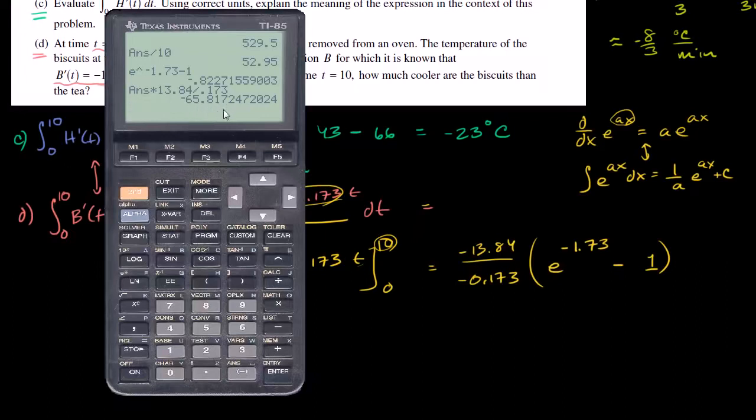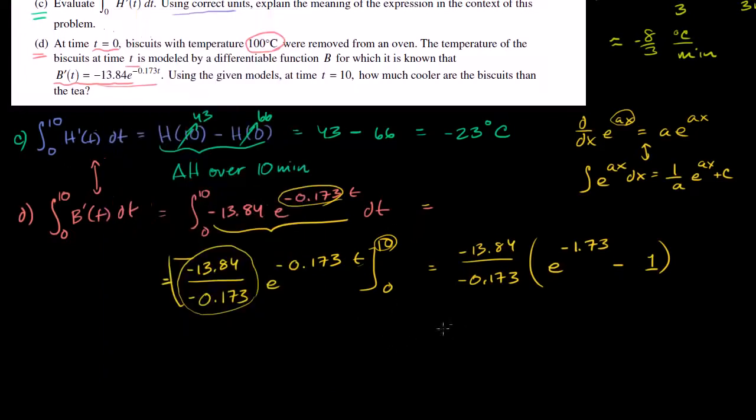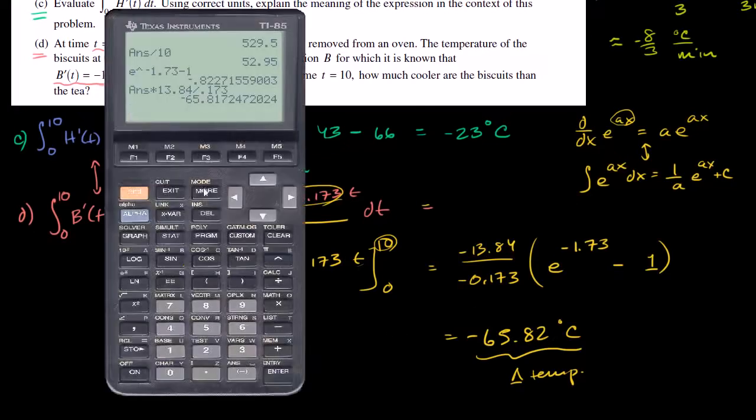It's our change in temperature. Let me write it down. Negative 65.81 or 82 degrees. So this is negative 65.82 degrees Celsius. This is our change in temp for the biscuits. Now we know that they started off at 100 degrees and they went down by 65.82 degrees over the 10 minutes. So they started at 100 and then they went down by this previous amount.